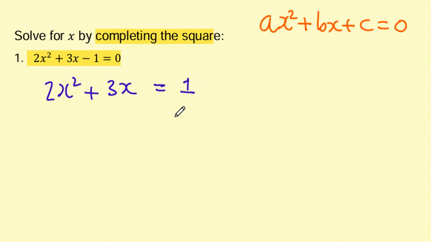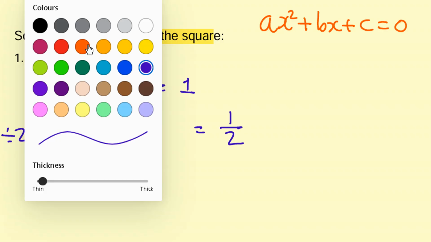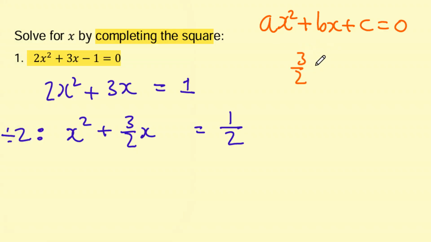It becomes +1. Then the second step is to divide through by the x squared coefficient, in other words by a, which is 2 in this case. So we divide through by 2. Now we take the new x coefficient, which is 3 over 2 in this case. So we take 3 over 2. We multiply it by a half, and we square the answer. And this is 9 over 16. The 9 over 16 we add to both sides.